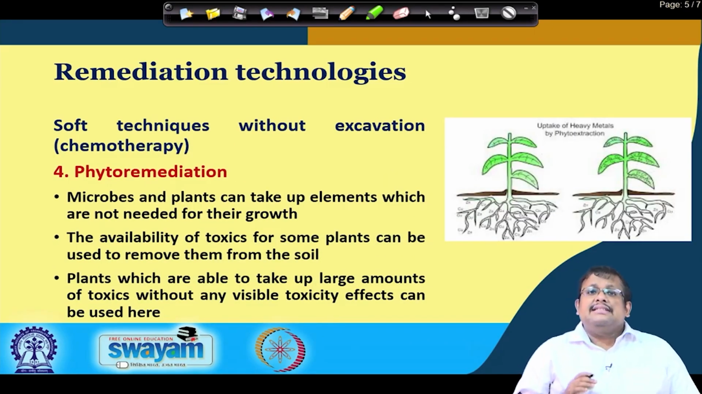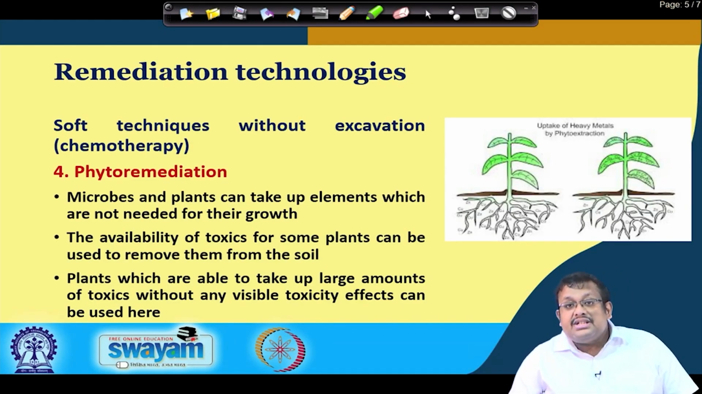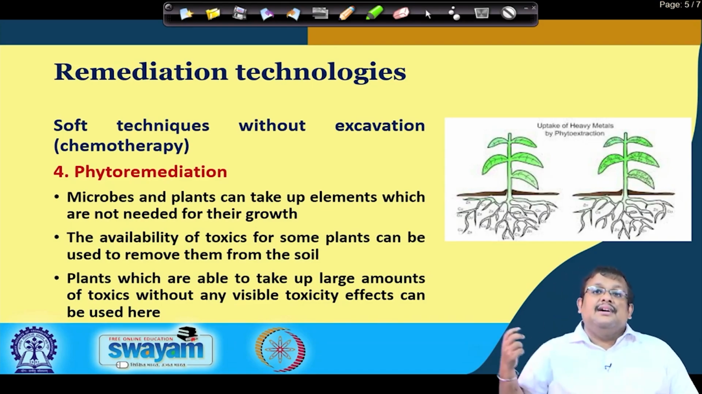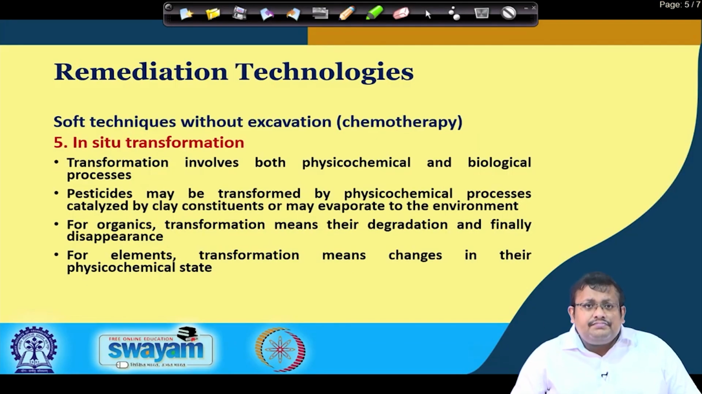Another important soft technique is phytoremediation. You know about phytoremediation. Microbes and plants can take up elements which are not needed for their growth, and the availability of the toxics for some plants can be used to remove them from the soil. Plants which are able to take up large amounts of toxics without any visible toxicity effects can be used here. So, this is an example of phytoremediation, when the plants are extracting the heavy metals from the soil.